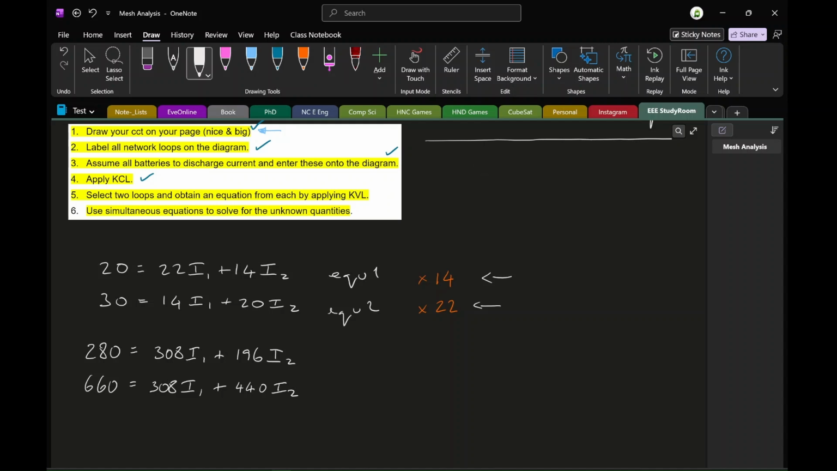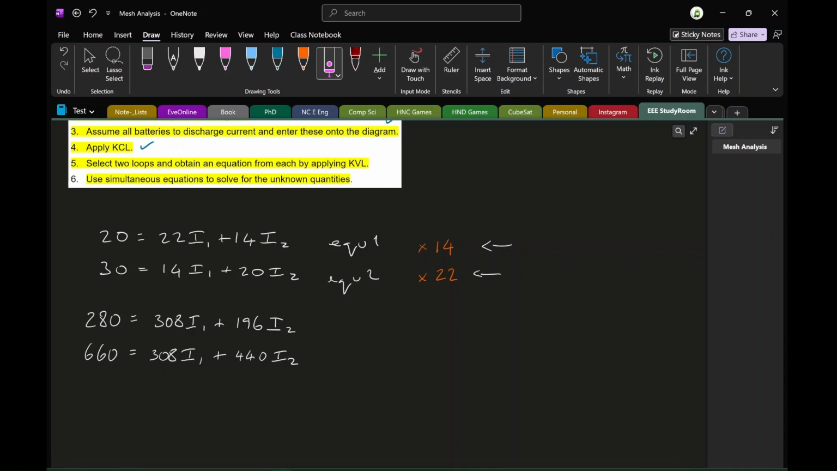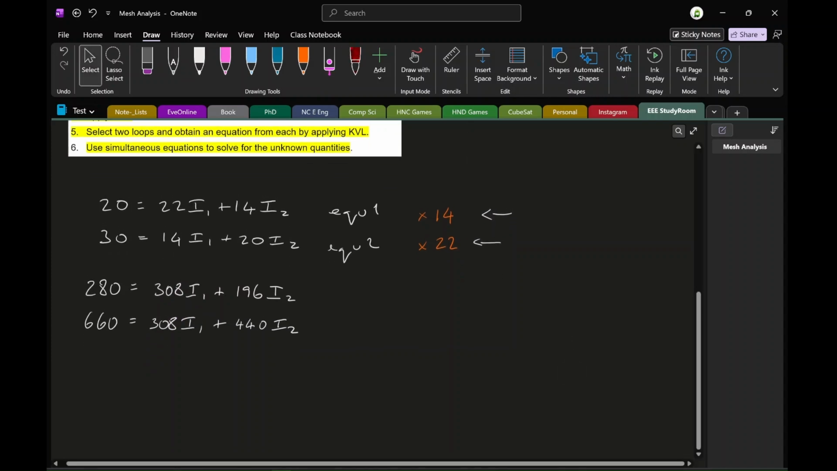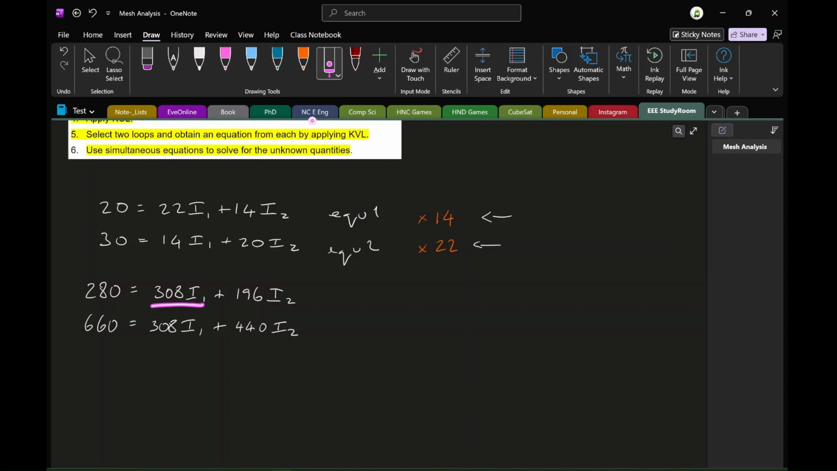So now that I have made my two terms in equation 1 and equation 2, my two terms that are describing I1, or rather the voltage across that particular branch, because I've now got them matching, I can now subtract them, I can eliminate them. So in other words, effectively cancelling them out. So if we're going to eliminate this one here, that 308 take away 308 gives me 0. This is obviously going to work out. So let's go to the rest of our equation then.